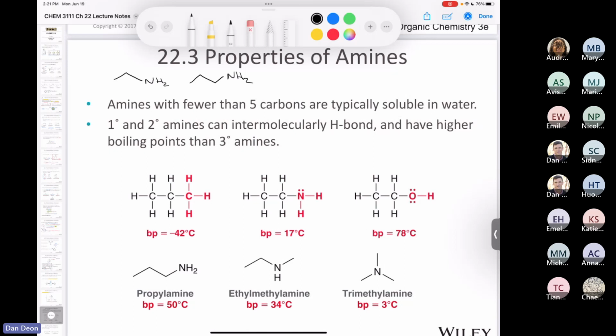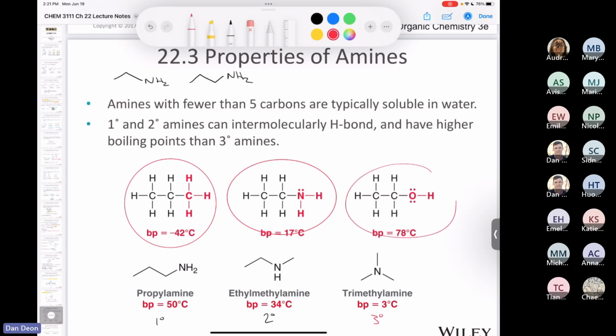Now, primary and secondary amines, I mentioned this already, can hydrogen bond, right? Because here we have a primary amine, here we have a secondary amine, and in both of them we have nitrogen-hydrogen bonds. But in a tertiary amine, we have no hydrogen bonding because the nitrogen has no hydrogen bound to it. Now, if we look at the boiling point trends as we go from an alkane to an amine to an alcohol, that all have similar molar masses, you can see that the boiling points increase.